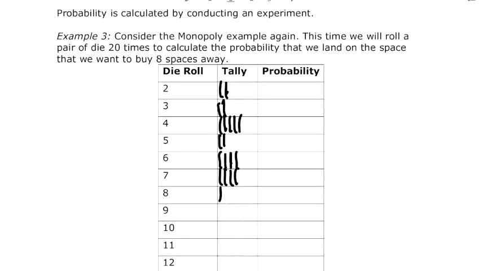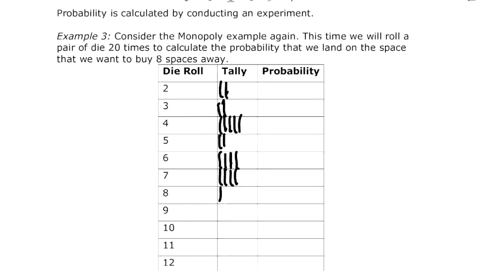Okay, so we're looking at the Monopoly example still. We're not going to look at doubles this time, we're just going to look at the probability that I land on the space that I want, which is 8 spaces away. So what I've already gone ahead and done is I've rolled 2 die 20 times. And I put a tally mark next to the number that represents the sum. So for example, the die roll where they summed together and it was a 2, so I got a 1 and a 1, that happened 2 times. The sum of the die equaling 3, that happened 2 times, and so on and so on, and I kept doing that until I got to 20.